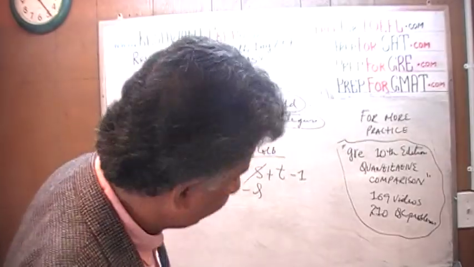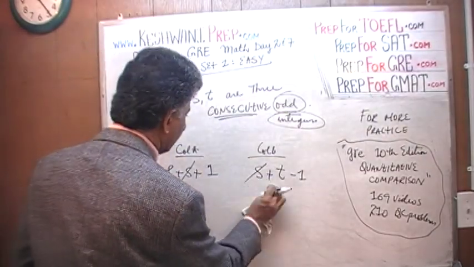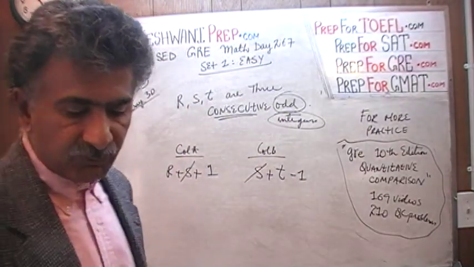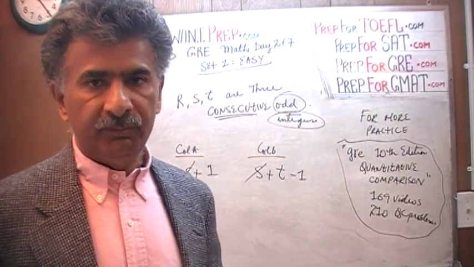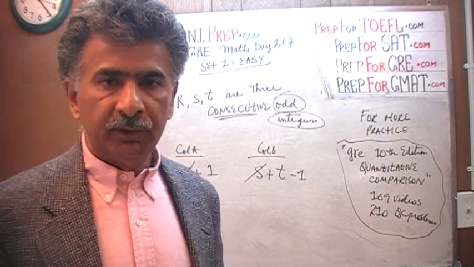S plays no role. It's like asking which one is bigger, 3 plus 7 or 4 plus 7. 7 plays no role. It appears in both columns. We just have to look at 3 and 4.